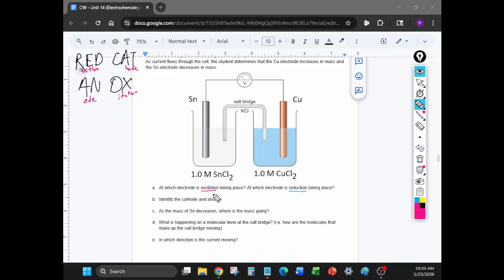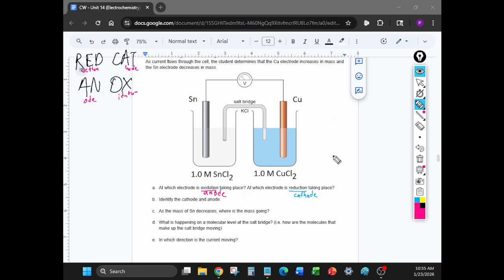So, using that acronym, oxidation is going to happen at the anode, and reduction is going to take place at the cathode. Now, I do want to warn you, never memorize a galvanic cell based on left and right, because it will switch based on the problem. And so you really want to identify what the anode and cathode are.